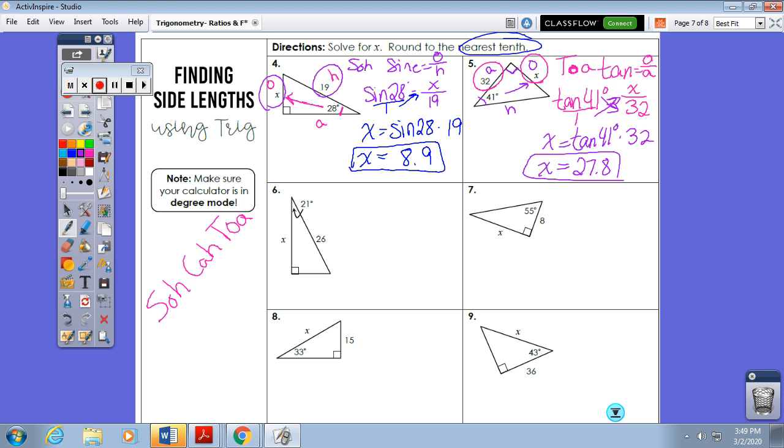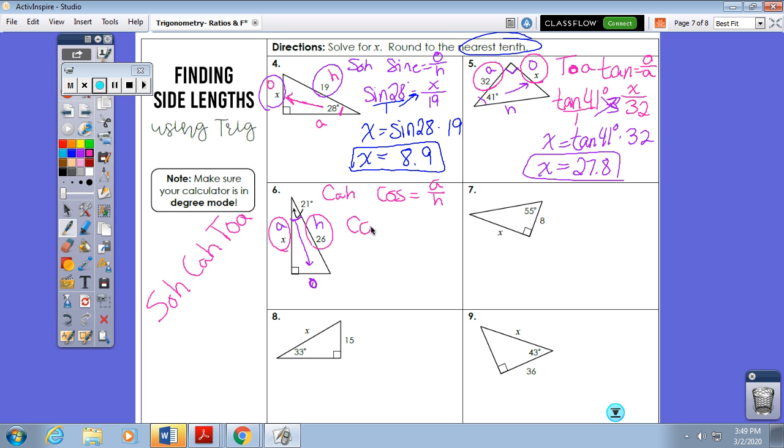Alright, last, so another one. So here, I'm standing here. Again, opposite, adjacent, hypotenuse. So if I'm looking for that, I have that. So it's adjacent over hypotenuse, which is the CAH part. So cosine is equal to adjacent over hypotenuse.